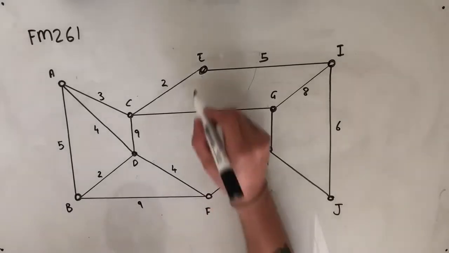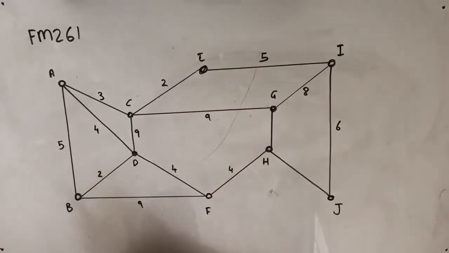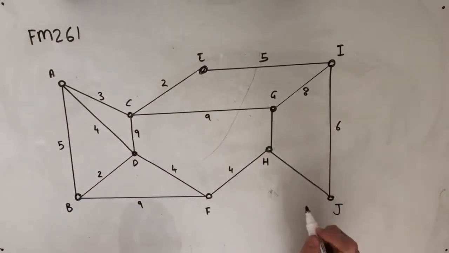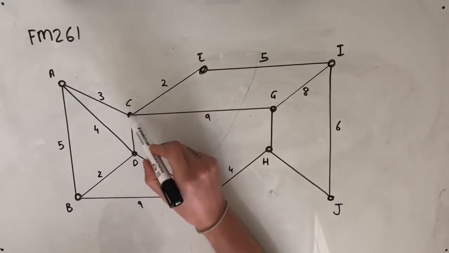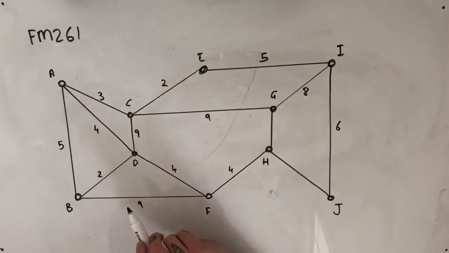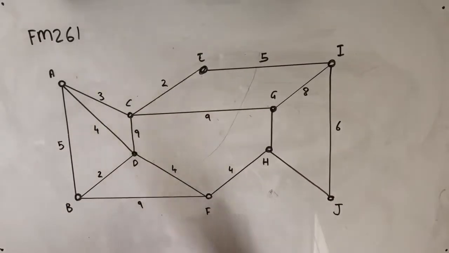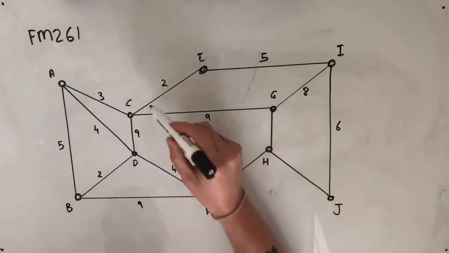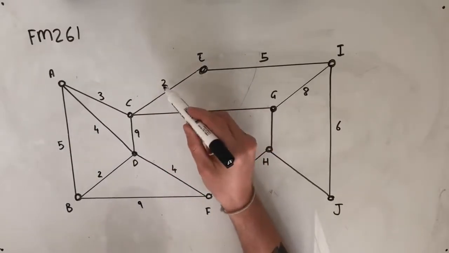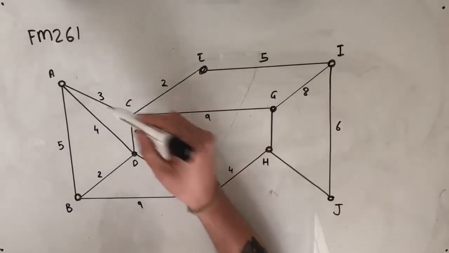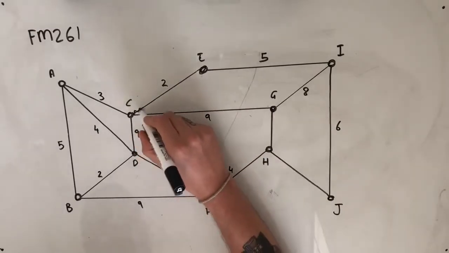So, according to Prim's algorithm, we need to start with a vertex. So let's say that we started at vertex C. Now, of course, it doesn't matter which vertex you start at. Normally, you could start at any, and as long as you follow these rules, you'll still get the same answer. So if we're starting at vertex C, we want to take the smallest edge and make that part of our tree. So the smallest edge attached to C out of 2, 9, 9, and 3 is, of course, the 2.